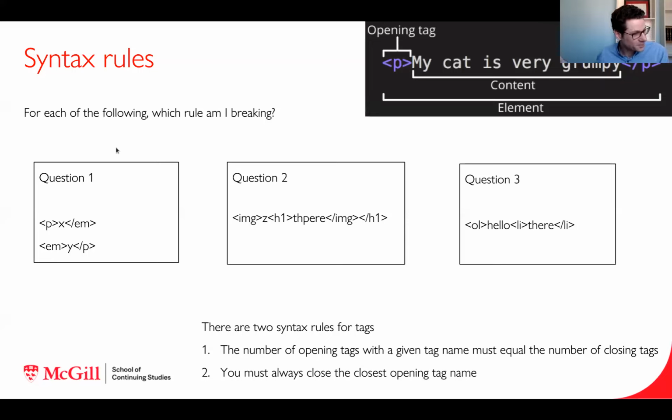Okay, so I want everyone to take 5 minutes and work by themselves to try and figure out which rule I am breaking for each of the three questions. Is it rule number one or is it rule number two, which are written at the bottom of the screen? So you're going to have three answers, one for each question. So right now it is 12:47. I'm going to give you 5 minutes. And then at 12:52, we will all come back and I will ask members of the audience to give me their answer.